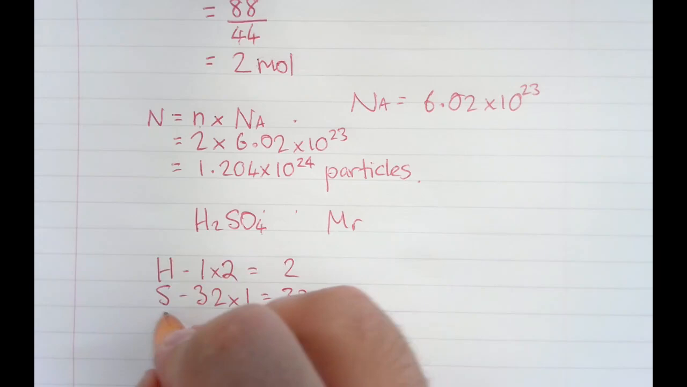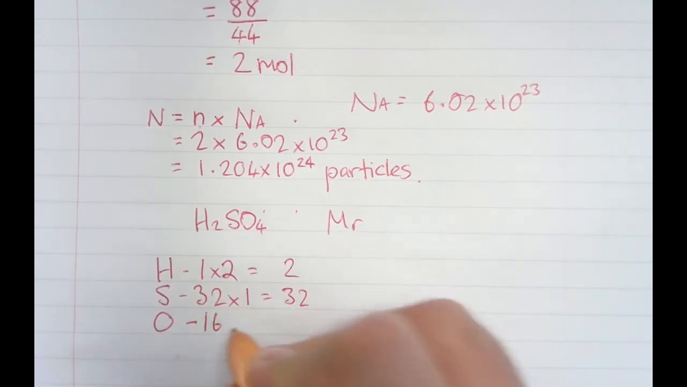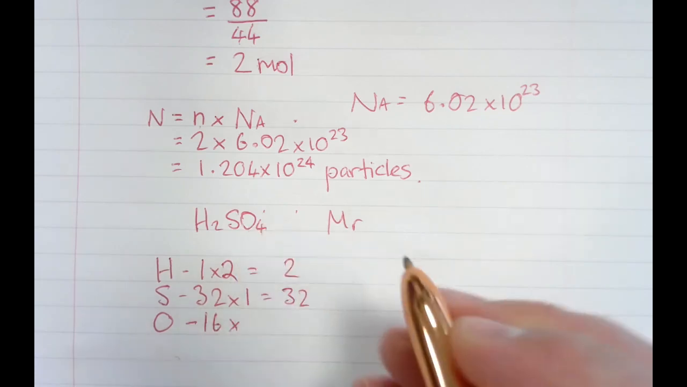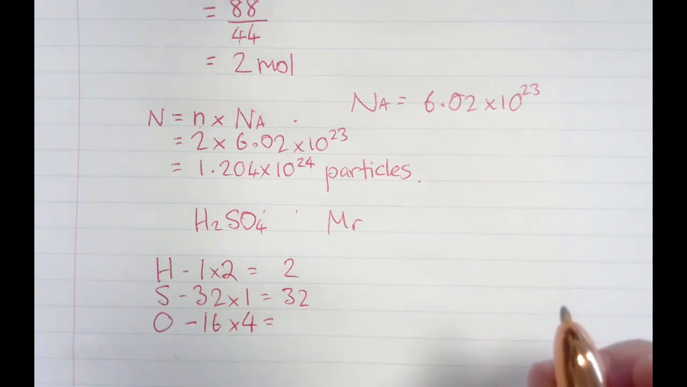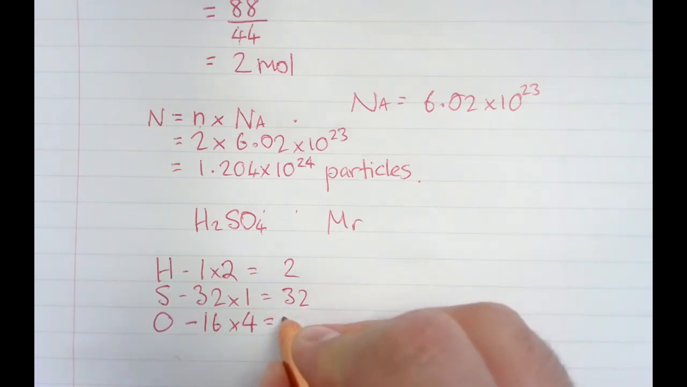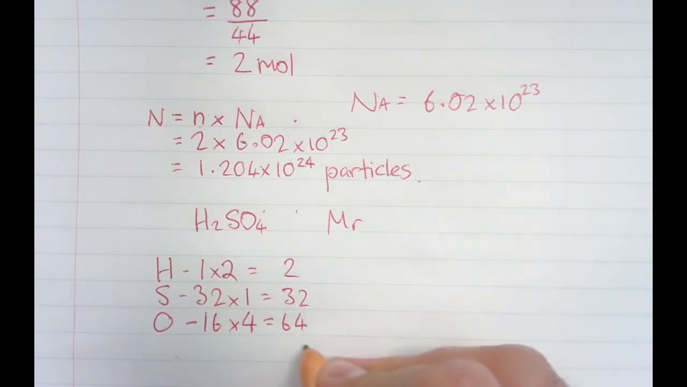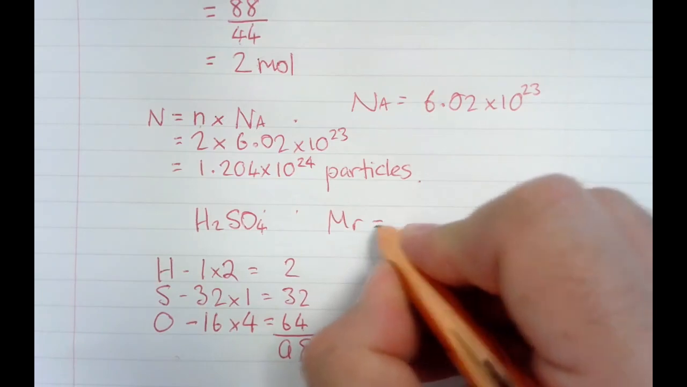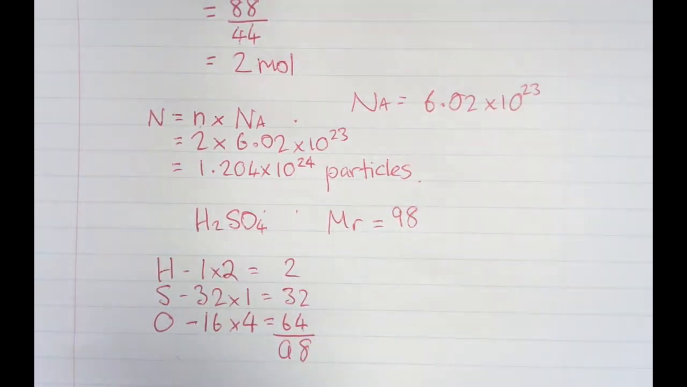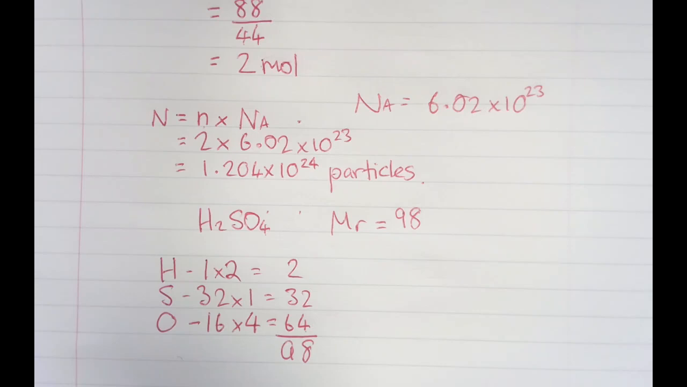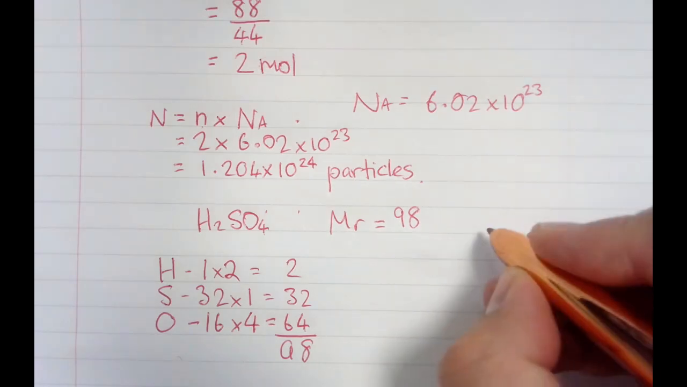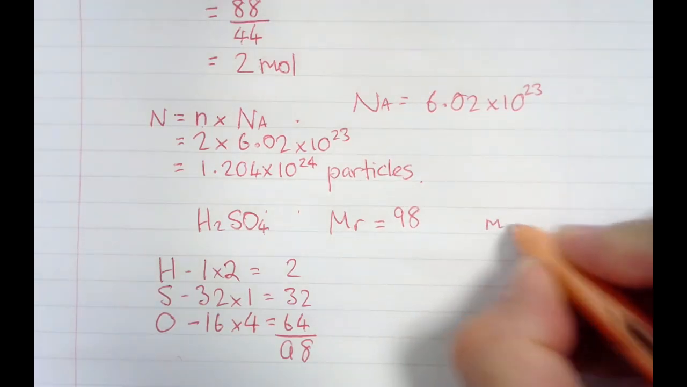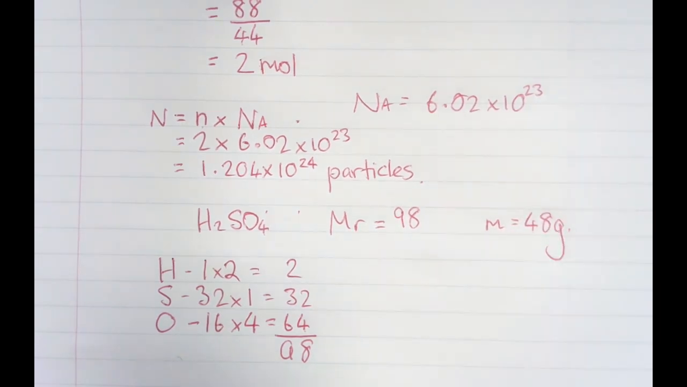Finally, we've got oxygen, which has a mass of 16. That's got a subscript 4 attached to it, so that's multiplied by 4, which should give us 64. Add all those together, gives us a relative formula mass of 98. So let's say we wanted to work out the number of particles in, let's go for 48 grams. Again, these numbers are likely to be given to you in the question.